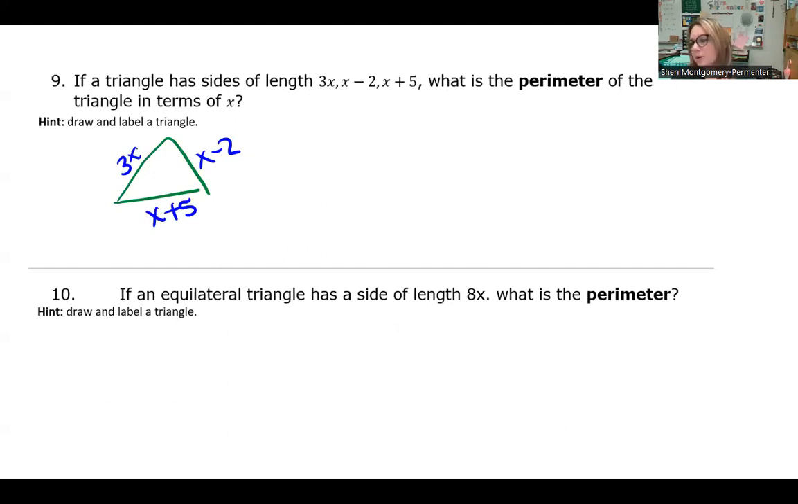How do we find the perimeter? What is perimeter? You add all the sides. Remember that those x's are like a 1x. So if I add them up, I have 3 and then 2 more x's. So I have 5 total x's. And then I have 5 minus 2.